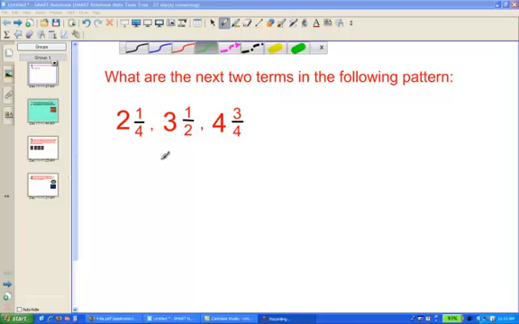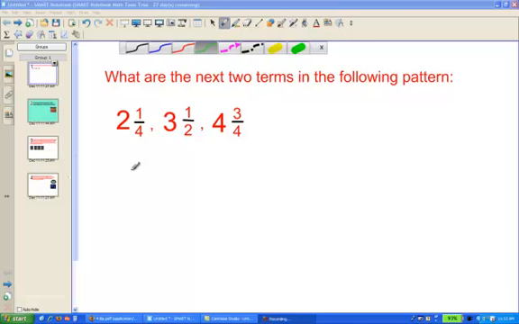So I get 2 1/4, 3 1/2, 4 3/4. And I want to figure out the next 2 terms. Naturally I want to say that the big number here is going to be 5, because it goes 2, 3, 4. But not so fast, my friend. Let's take a look at that first.